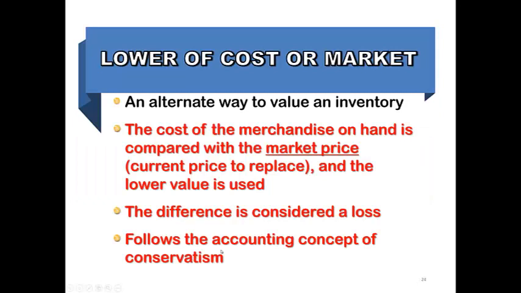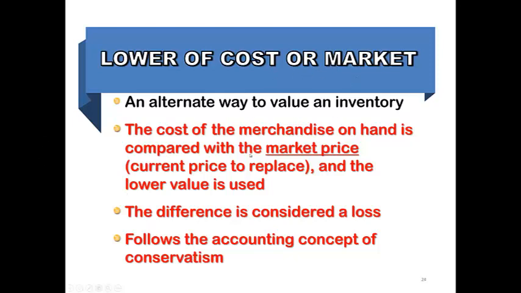The next method we'll look at is lower of cost or market. And this is a way that we value inventory where we go ahead and take a loss if the price of our inventory drops while we're holding it. So if the cost of merchandise that we have on hand in our inventory is higher than the market price, which is the cost to replace an item, we're going to use that lower value. That's why it's called the lower of cost or market.